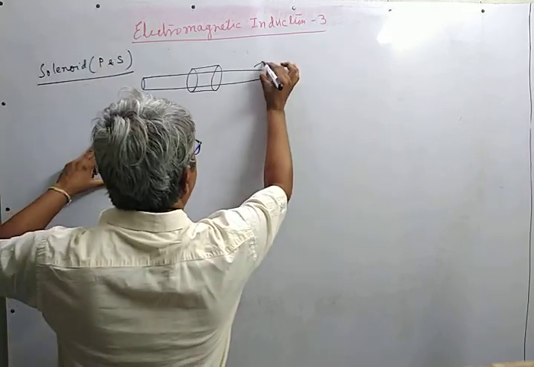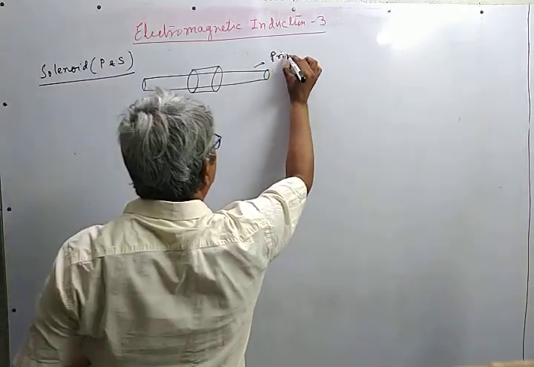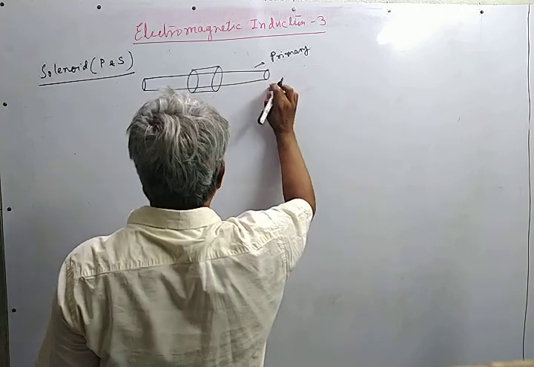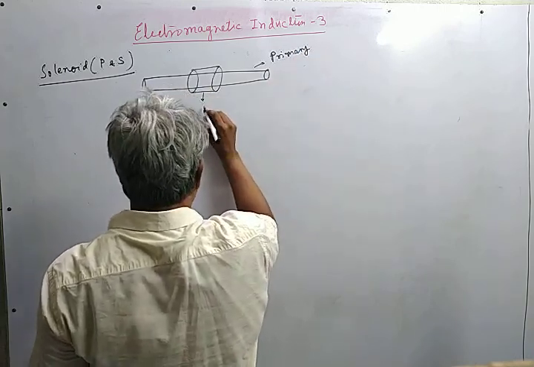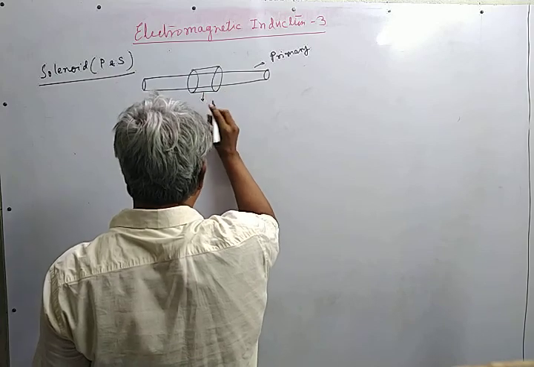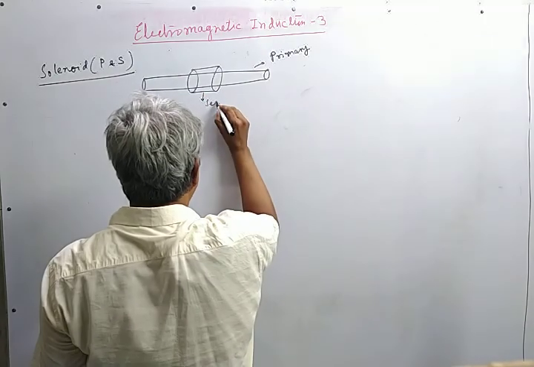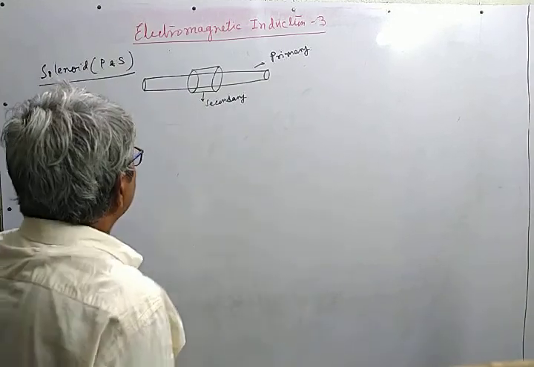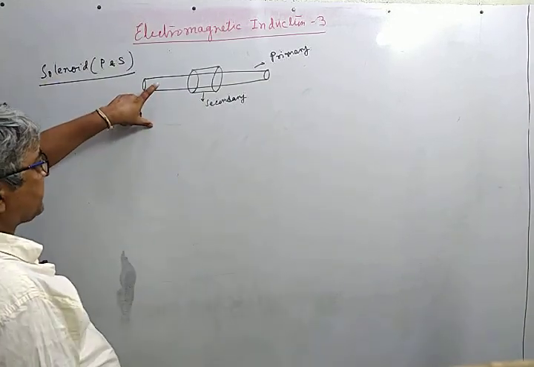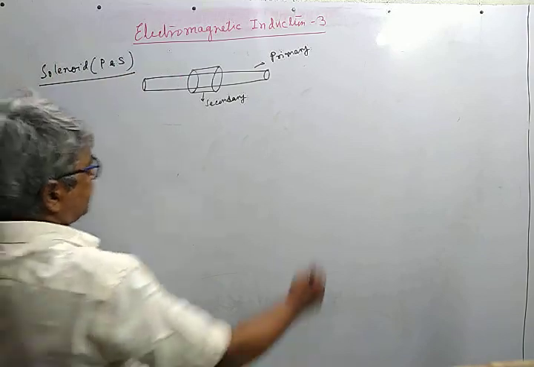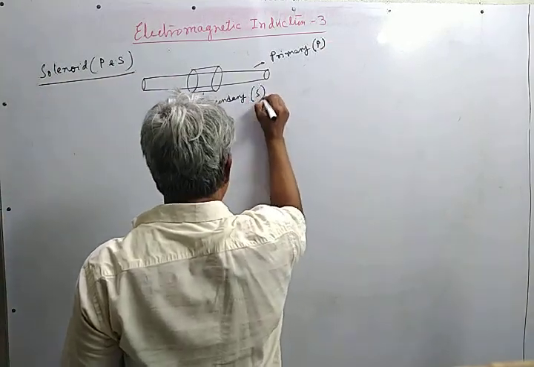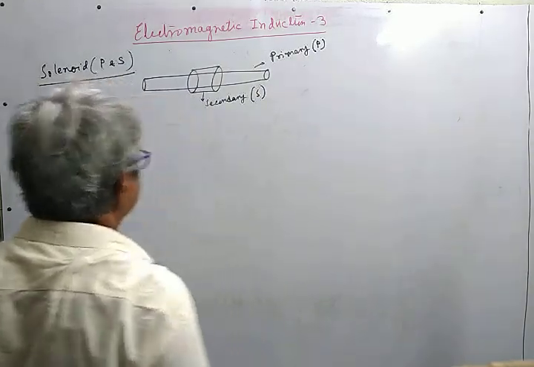This is the primary one, primary through which the current flows, and this is secondary. The flux across this is generally used. Now everything with respect to the primary is denoted by the subscript P, and everything with respect to the secondary is denoted by the subscript S.